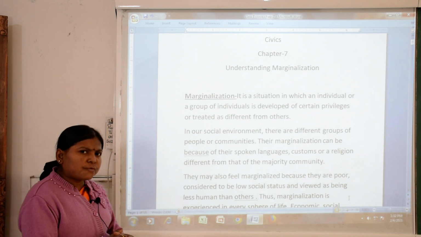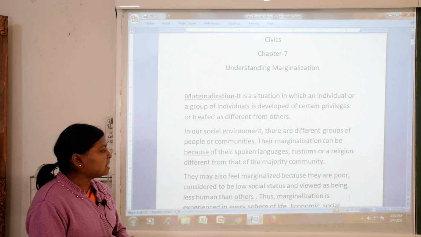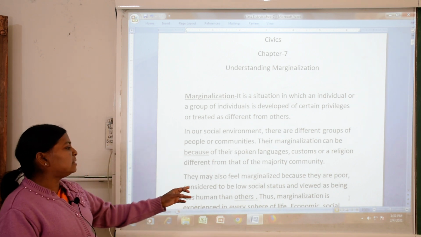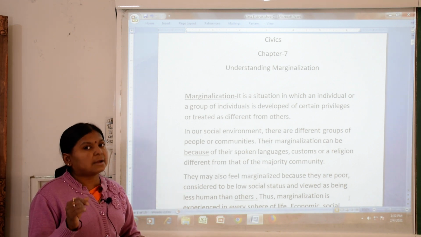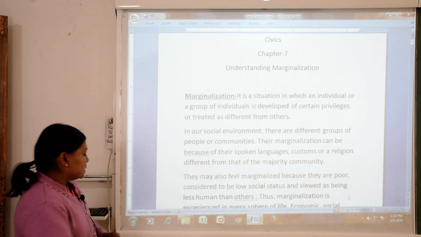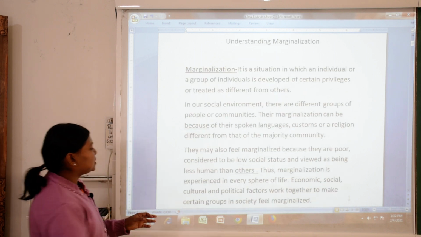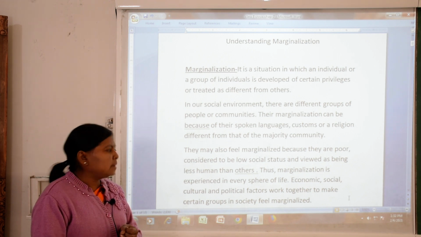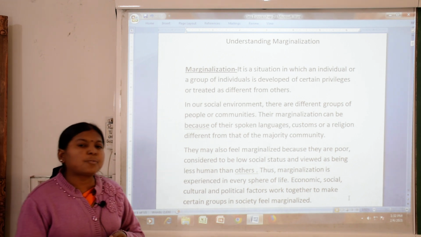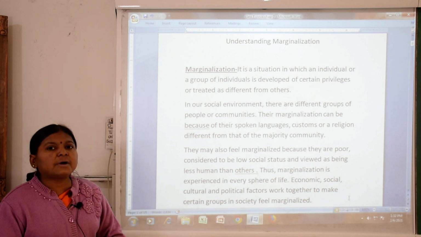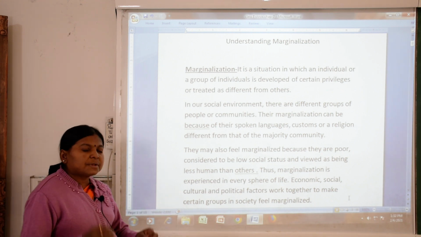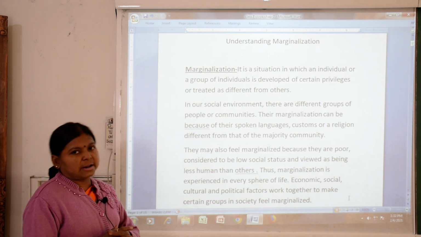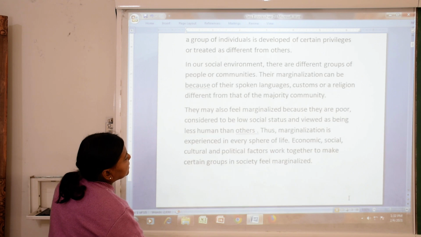Next, sometimes they feel marginalized because they are poor, or they are considered to be of low social status and viewed as being less human than others. Thus we can see that marginalization is experienced in every sphere of life: economic, social, cultural and some political factors. These all work together to make certain groups in society feel marginalized. These are the different reasons why they feel that way.